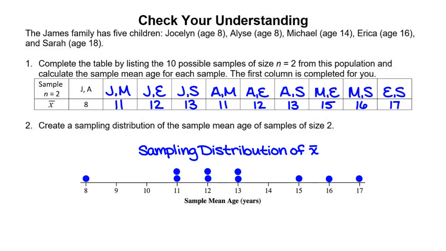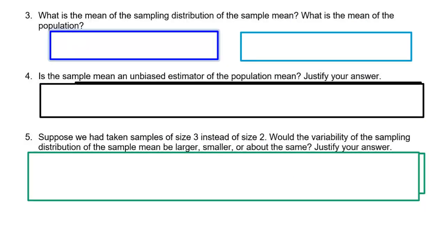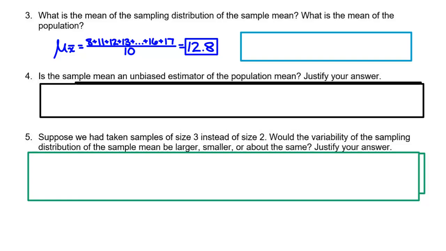What'd you say? 12.8. How did you get 12.8? I added up all the dots divided by 10. Yep, add up all the dots, divide by 10, so kind of like this. I didn't write down all the numbers, but I showed what I was doing. 8 plus 11 plus 12 plus 13 plus so on, plus 16 plus 17 divided by 10, we get 12.8.